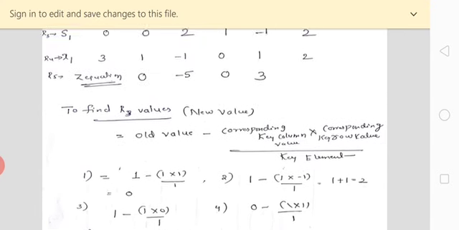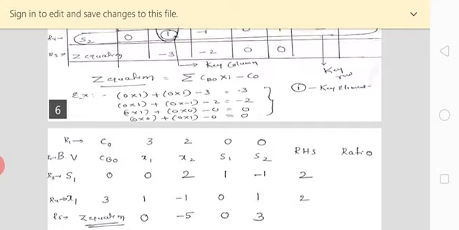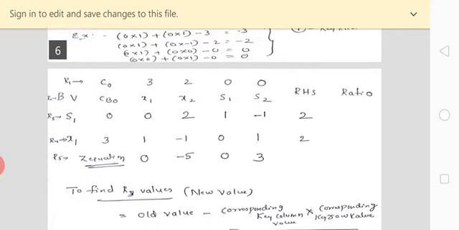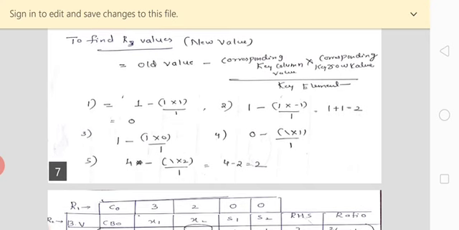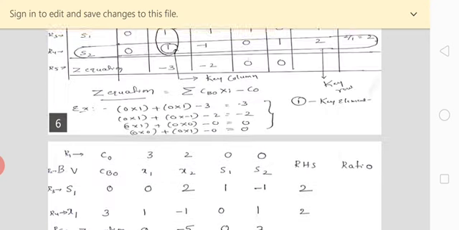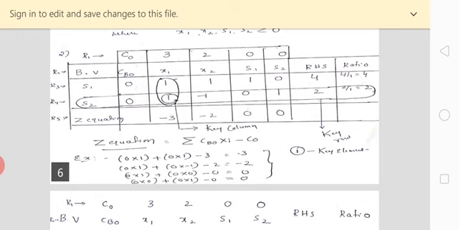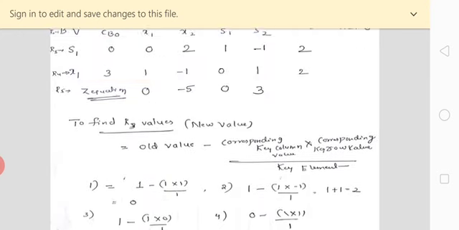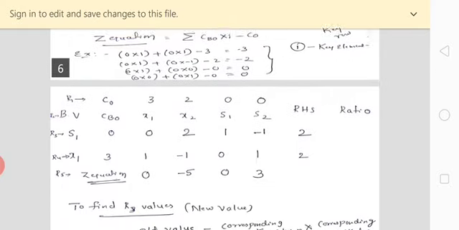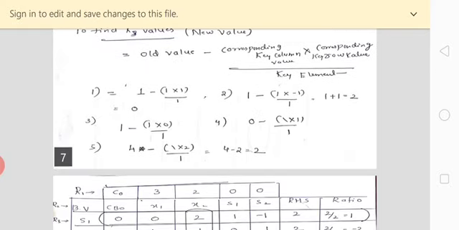Okay, similarly go for S2 now. S2 previous value will be 0. Corresponding key column is 1, corresponding key row is 1. Similarly for RHS value, just observe the RHS value. Old RHS value is what? 4. Corresponding key column 1 into corresponding key row is what now? 2. If you do it, you are going to get 2 now.